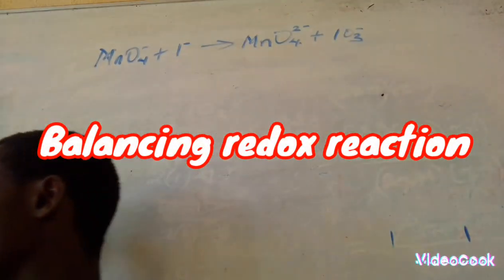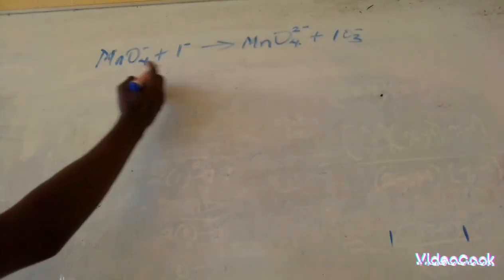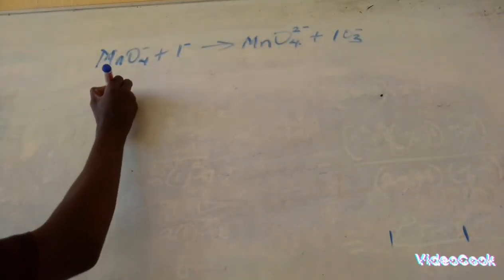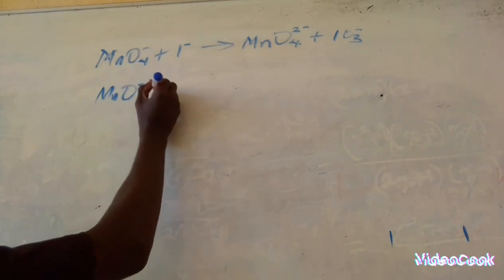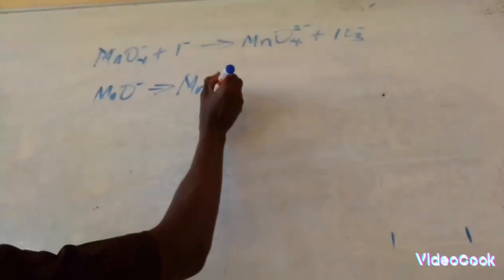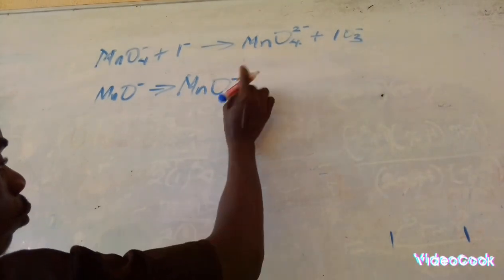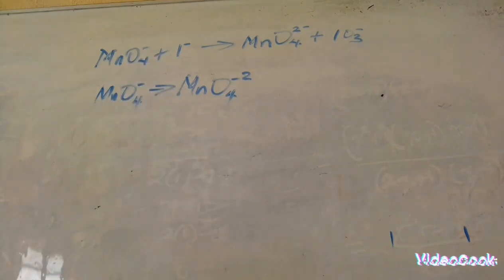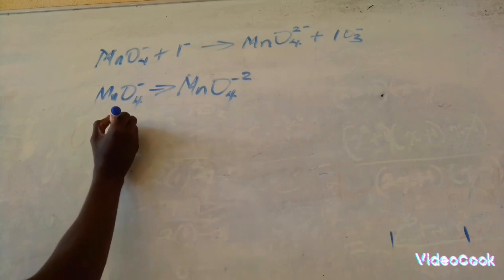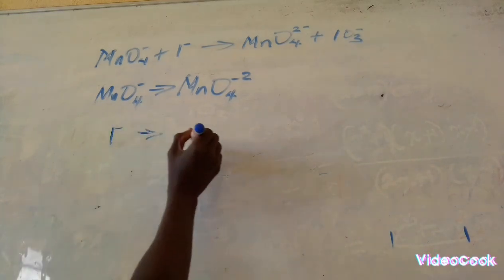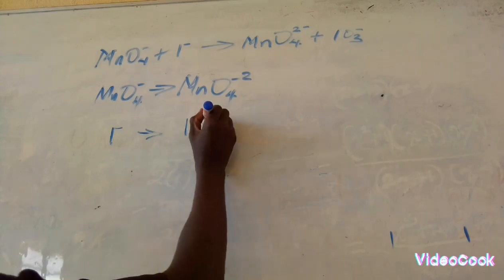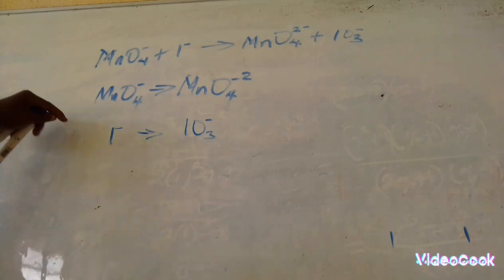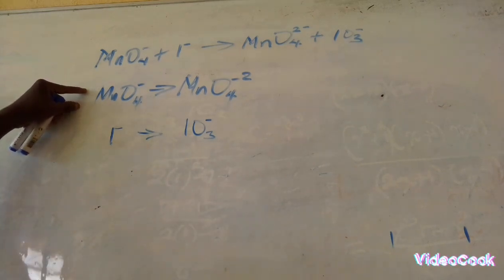All right, so follow me as we do this. Here we split this equation into two half-cell reactions. So that means here we have MnO4⁻ reacting to give MnO4²⁻. All right. So here let's get iodide: we have I⁻ reacting to give IO3⁻, with 3 oxygen atoms. All right. So now we have split this into two different half-cell reactions.